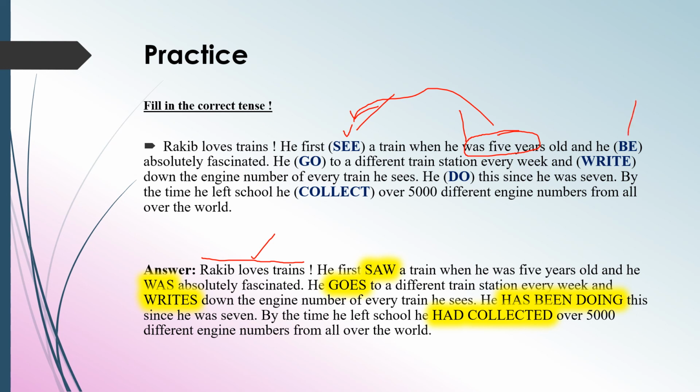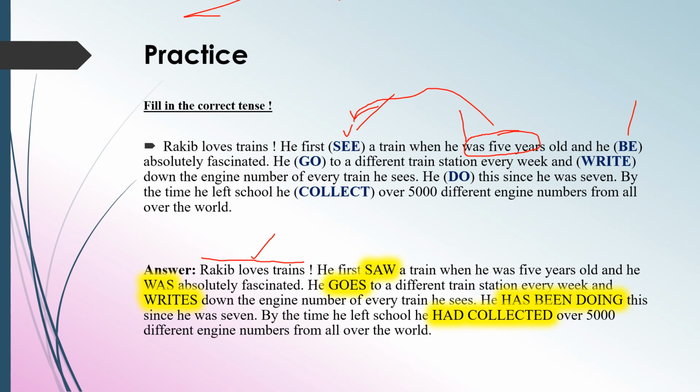He was absolutely fascinated. He goes to a different train station every week and writes down the engine number of every train he sees. Okay, so we are talking about a present action. What he usually does, he usually goes to a different train station every week and writes down the engine number of every train he sees. So that's what he does. As this action is in a usual mode, that's why we are using the present form, goes and writes as well. Goes and writes.